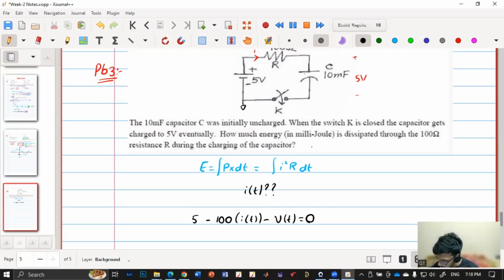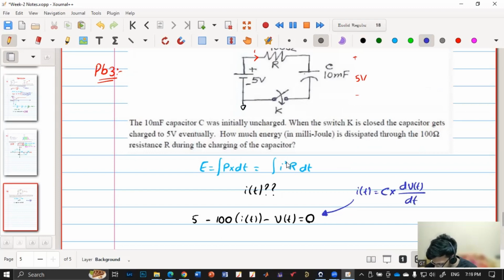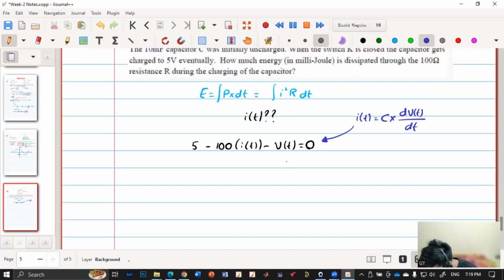Now I know that I of t and V of t are related like this. My I of t is equal to C into dV of t by dt. So I will substitute that here. And the capacitor is given to be 10 millifarad. So C is equal to 10 millifarad. How much is 100 into 10 milli? 1, right? So if I substitute here, I'll get dV by dt.